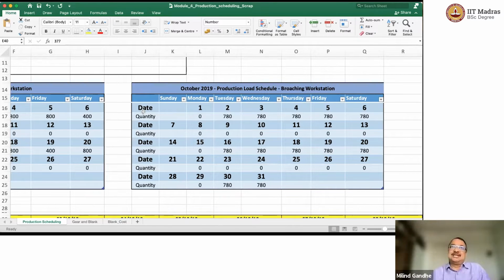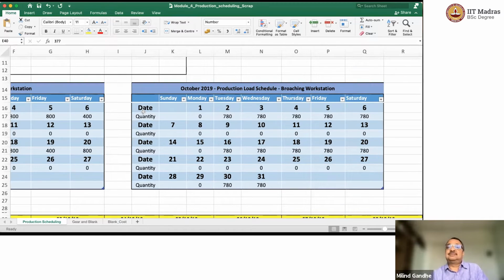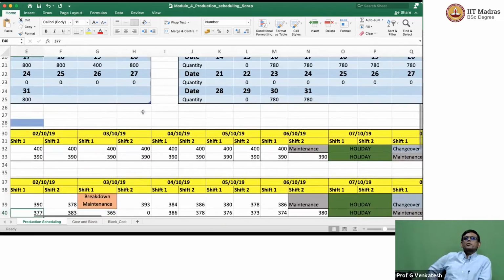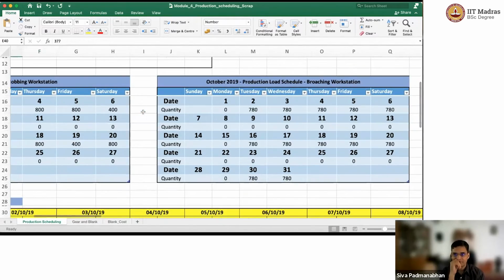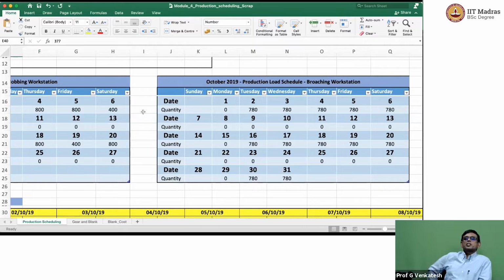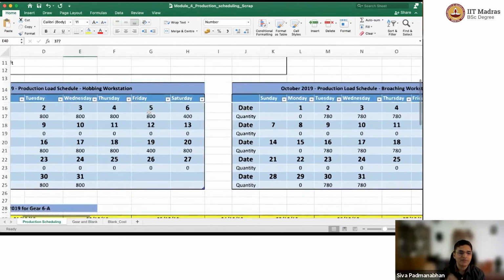So this necessarily assumes, Shiv, that hobbing is done before broaching. You can't do it the other way around. Yes, absolutely. There is a sequence involved. You're very right there. So I want to get the hobbing done, then I want to get the broaching done. So you have 0 on Monday, presumably. Yes, 0 on Monday because you have not got any units from the hobbing workstation. Yes, absolutely. And this will become very clear in the following table.